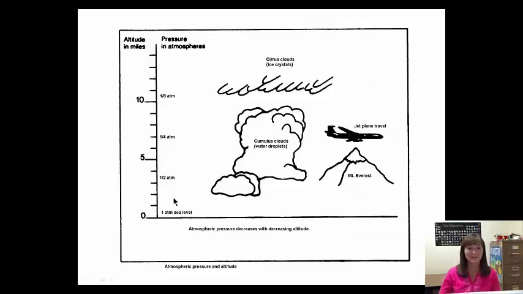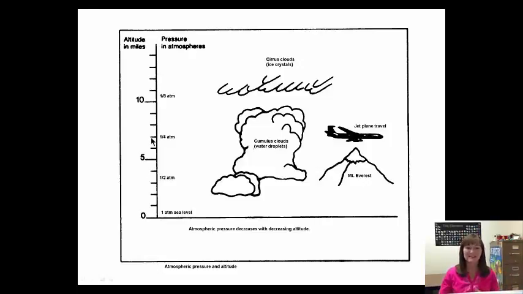Here's a picture kind of going over how atmospheric pressure changes with altitude. So if we look at our y-axis, on the left side we have altitude in miles, and on the right side we have the pressure in atmospheres. So as I said before, if you are at sea level, so 0 miles above the Earth's surface, the atmospheric pressure is about 1 atm. You only have to go up about 3.5 miles above the Earth's surface and the atmospheric pressure has been cut in half. I find that amazing, that you don't have to go very far up in your airplane before the pressure decreases by half.